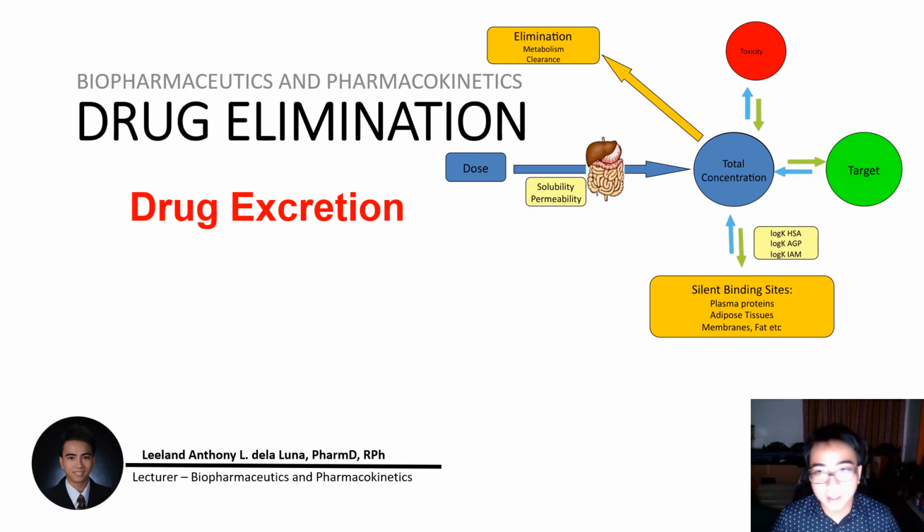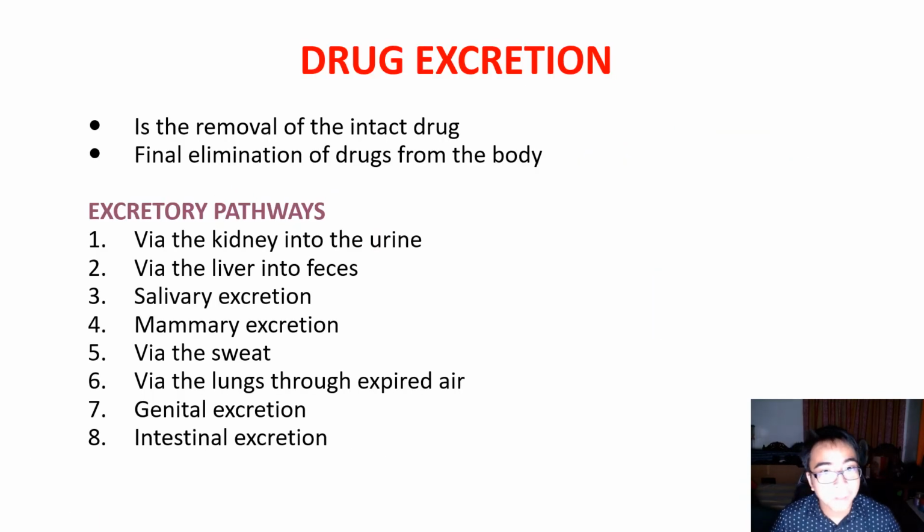Now, let's talk about, class, drug excretion. Now, of course, class, drug excretion, the main organ involved here will, of course, be the kidneys. A while ago, we were talking about the liver. Now, this time, we'll talk about the kidneys naman. So drug excretion, class, is the removal of the intact drug or the final elimination of drugs from the body. Normally, class, the drug should be in its ionized water-soluble form. Pero some drugs can again be eliminated, class, in their unchanged form. So there are various excretory pathways, but again, the most prominent of course would always be the kidneys. Sama na rin natin ang liver.